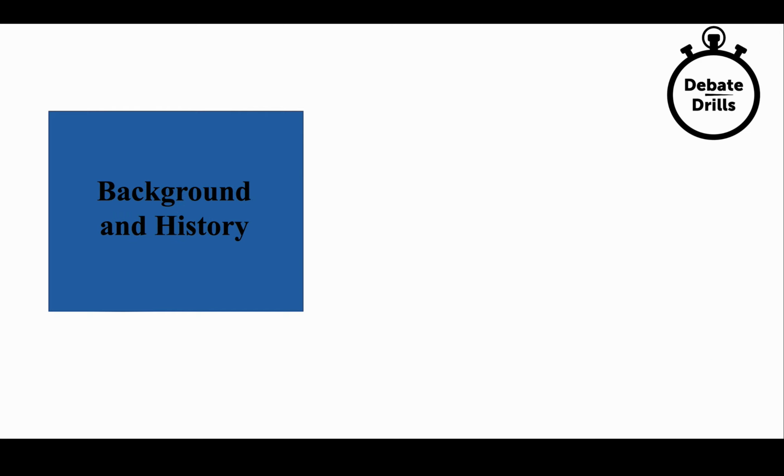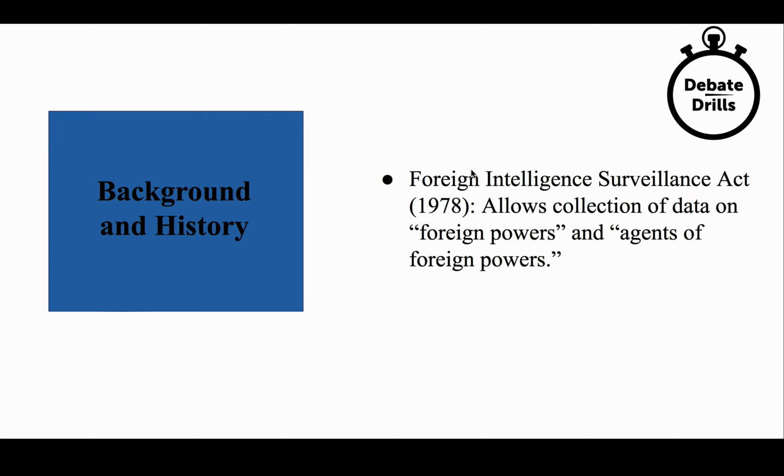So that is surveillance. To understand surveillance, though, it's important to understand the legal context behind it and what some of the important events have been in terms of authorizing surveillance. So, the Foreign Intelligence Surveillance Act of 1978 allows the collection of data on, quote, foreign powers and, quote, agents of foreign powers. This is seen by many as the wellspring of what has allowed surveillance and the NSA's power to really continue, or to even begin.